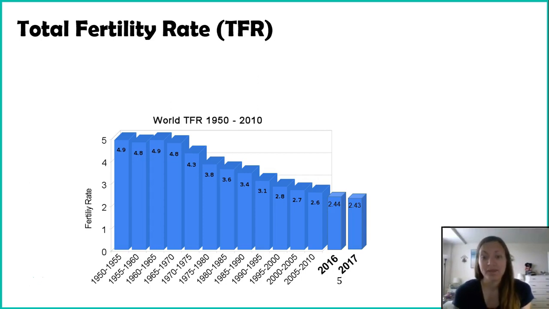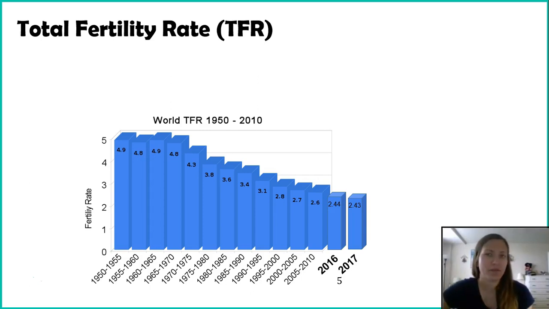If we look at today, or the most recent I have is 2017, we are at 2.43. So we'll just say half. We are at half our fertility rate. So the number of children we're having has greatly declined.